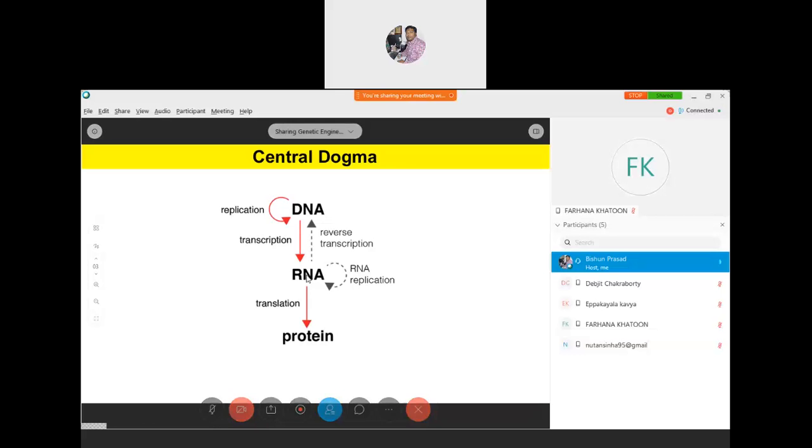So the conversion of mRNA to DNA is known as reverse transcription, and reverse transcriptase is an enzyme which helps in the conversion of RNA to DNA. And that enzyme is RNA dependent DNA polymerase. Some viruses contain the reverse transcriptase enzyme.